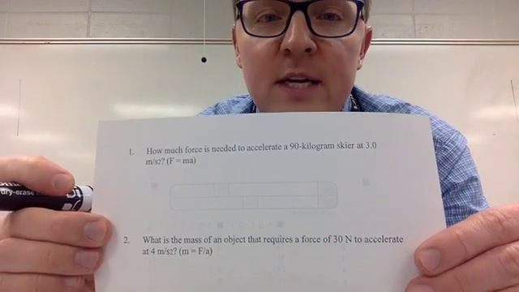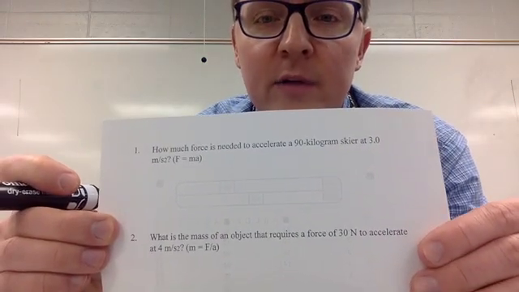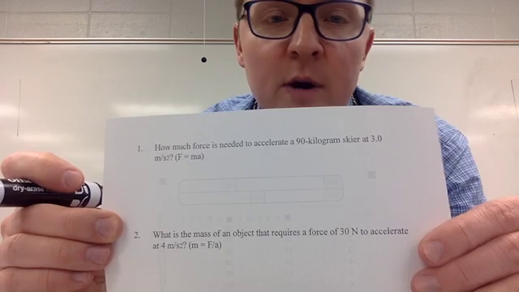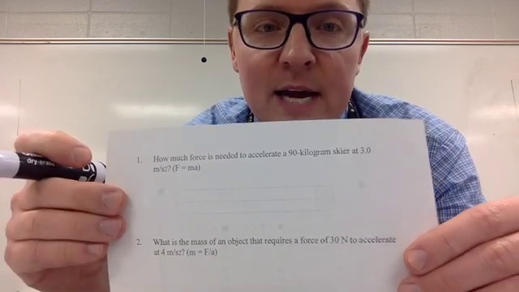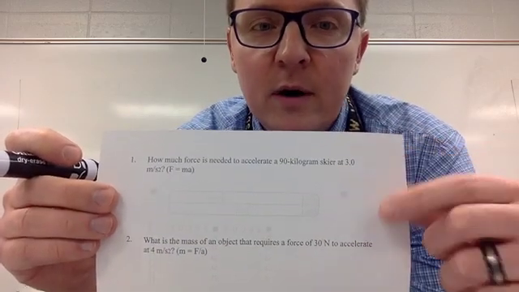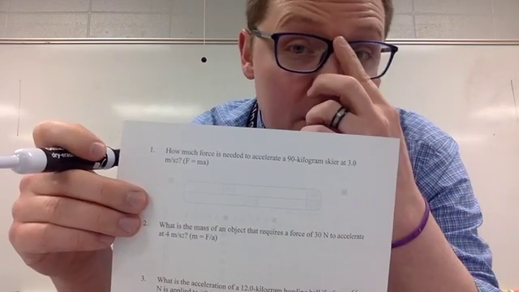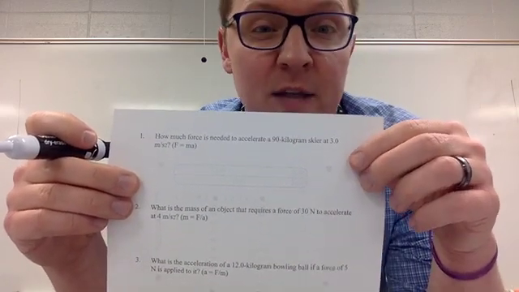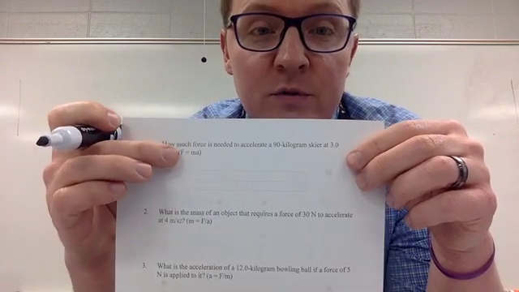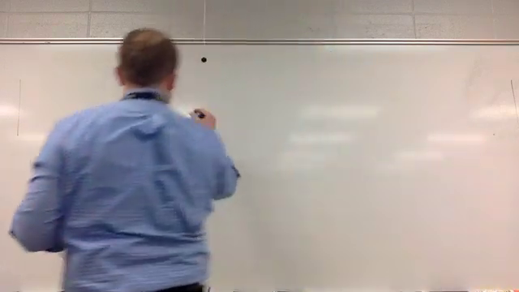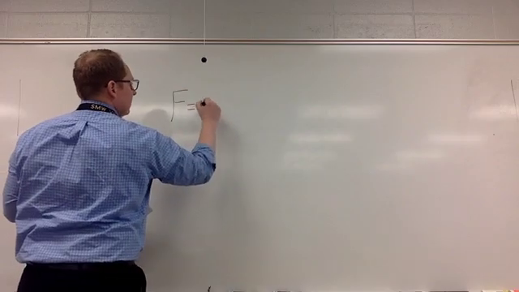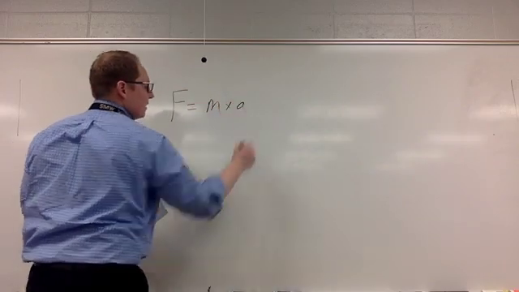So let's practice this. The first one says, how much force is needed to accelerate a 90-kilogram skier at 3 meters per second squared? Before you get all lost in everything that's asking, step 1 is, what do they want you to solve for? Well, force. Step 2 is, do we have a relationship with all the variables, or an equation that teaches us about force? We do. It's right there. So take the time to write down the equation. Force equals mass multiplied by acceleration. I know it's right there, but write it anyway.